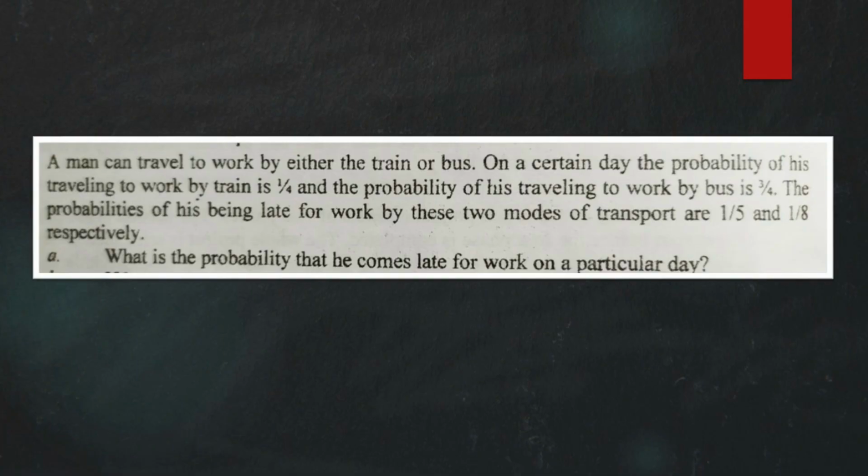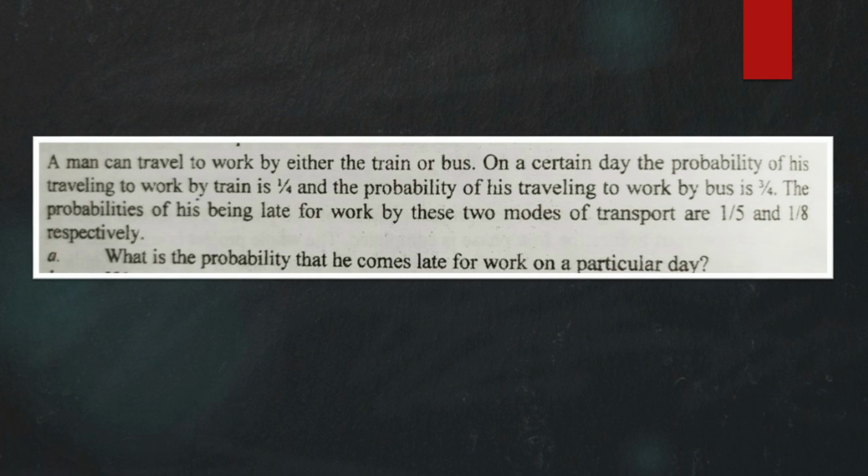Okay, let's move to another sum. A man can travel to work by either train or bus. On a certain day, the probability of traveling to work by train is 1 over 4. The probability of his traveling to work by bus is 3 over 4. The probabilities of his being late for work by these two modes of transport are 1 over 5 and 1 over 8 respectively. What is the probability that he comes late for work on a particular day?